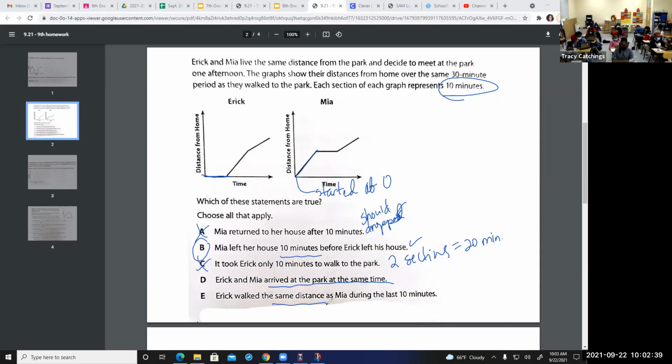All right, so let's see. D said Mia and Eric arrived at the park at the same time. If we had some numbers, I guess we could say, okay, they both made it there at the same time. E said Eric walked the same distance as Mia during the last 10 minutes. This is the last 10 minutes. That's his last 10 minutes. We're only looking at the last 10 minutes. It looks the same to me.